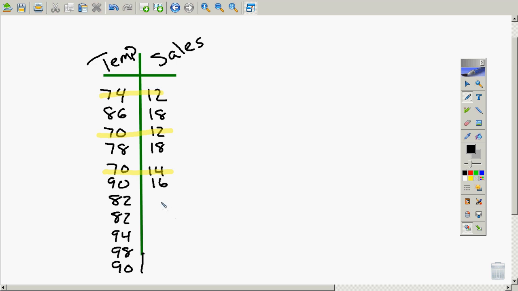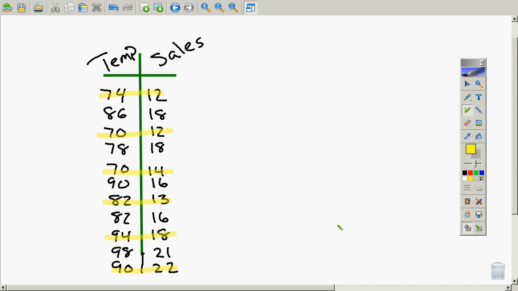At 82, the first 82 should be 13. The next one is 16. The next one, 94, is 18. And then 21 and 22. And I'll highlight those also here, every other one, so you can make sure that they're lined up correctly.